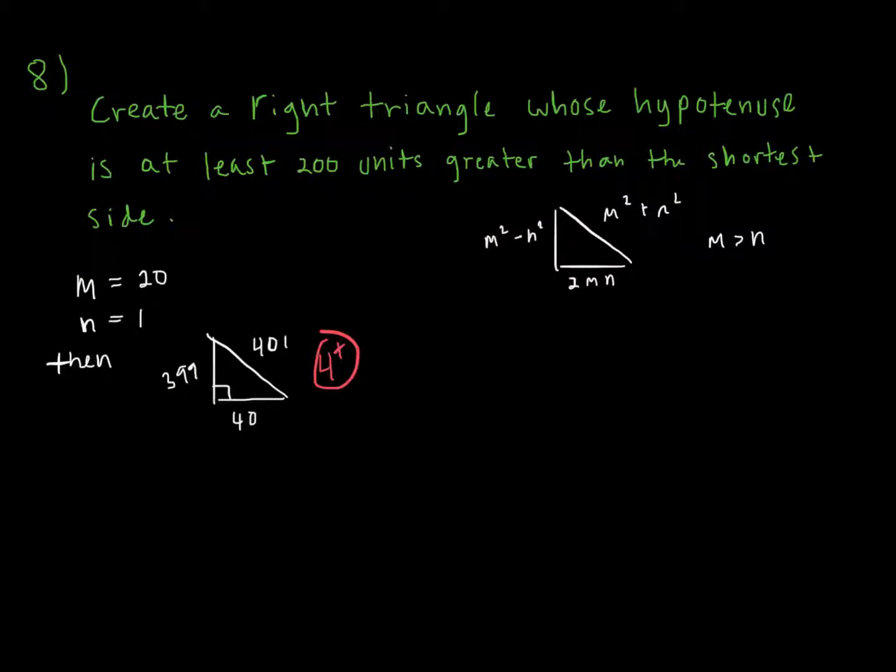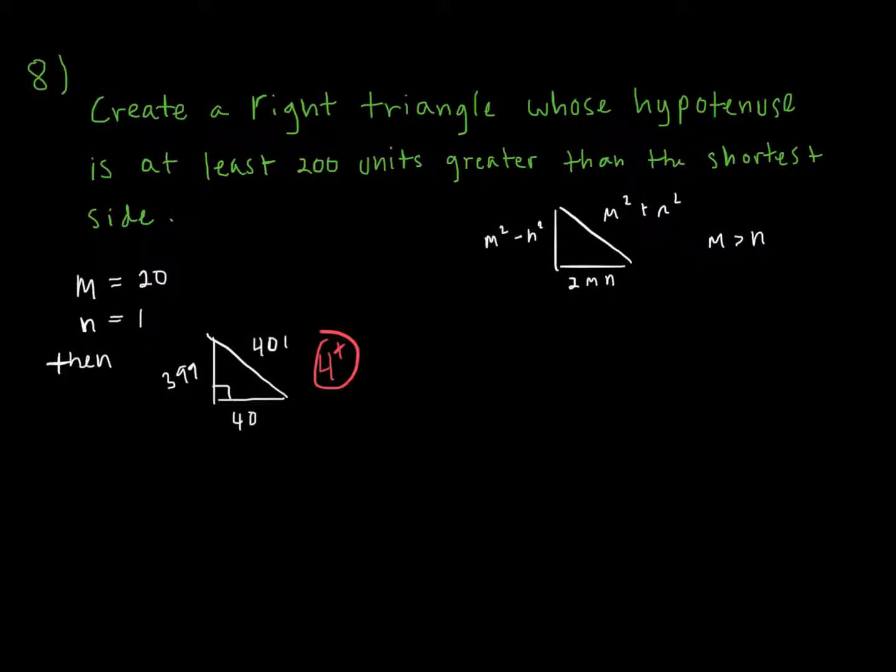I want to create a right triangle where the hypotenuse is at least 200 units greater than the shortest side. So by the Pythagorean polynomial identity that we proved, we know that if we pick any 2 positive integers where m is greater than n, then the 3 side lengths of my right triangle will be given by m squared plus n squared, m squared minus n squared, and 2mn.